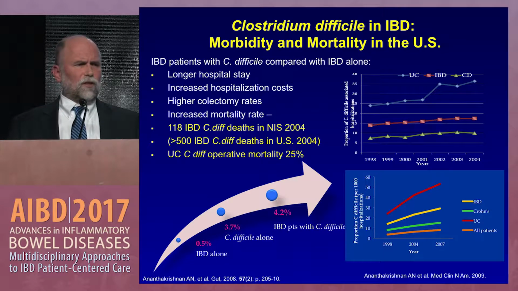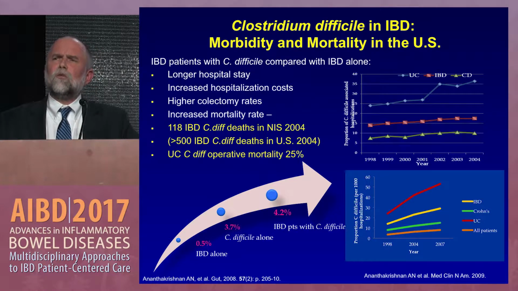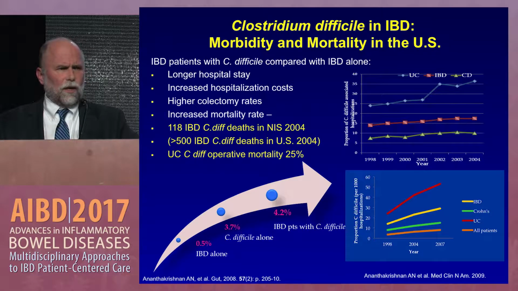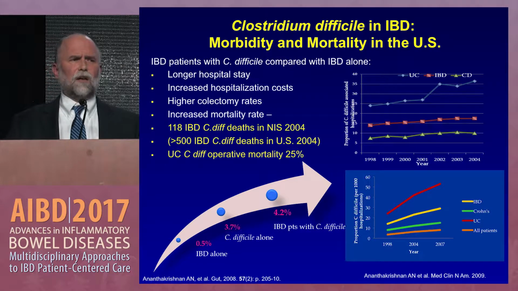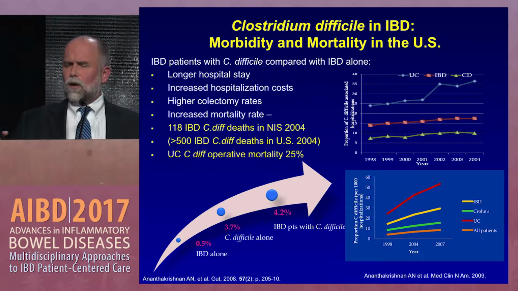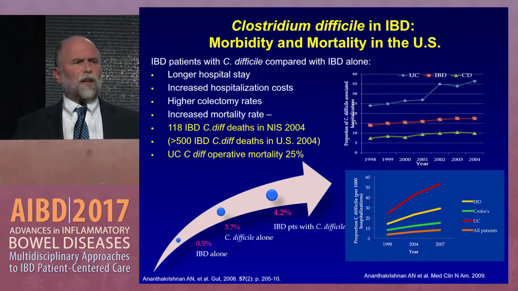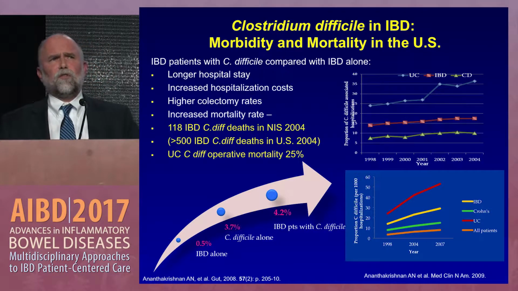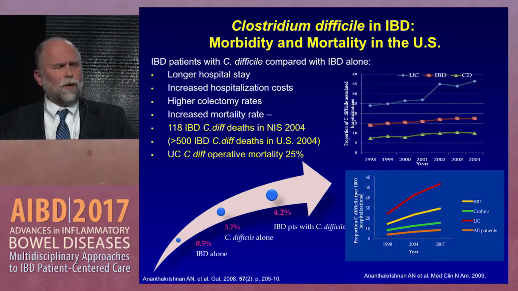C. difficile infection, again, is traditionally an elderly cohort, so they have other comorbidities, but IBD patients who had a co-infection with C. difficile literally had a 4% mortality. And if we look at the data from this paper, there were 118 patients who literally died due to C. difficile at that time. If we extrapolate up to the total number of acute care hospitals in the United States, we can estimate over 500 IBD patients were dying in that time period.